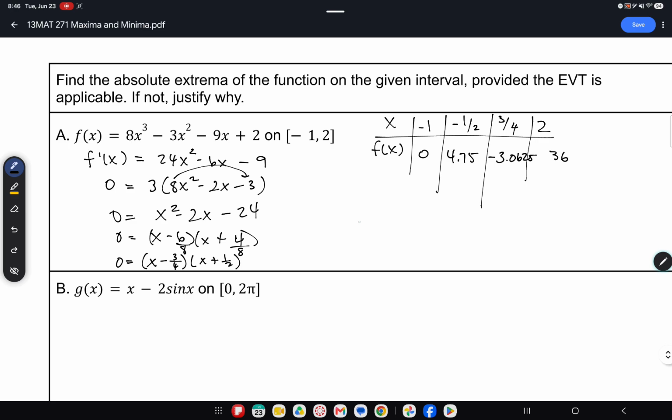All right, so we have an absolute maximum and an absolute minimum. I'm just going to give the ordered pairs. So absolute maximum, I want the highest value, which is going to be 36. So my ordered pair is 2, 36. And then the absolute minimum, the smallest one, is the -3. So 3/4 and -3.0625. Right?